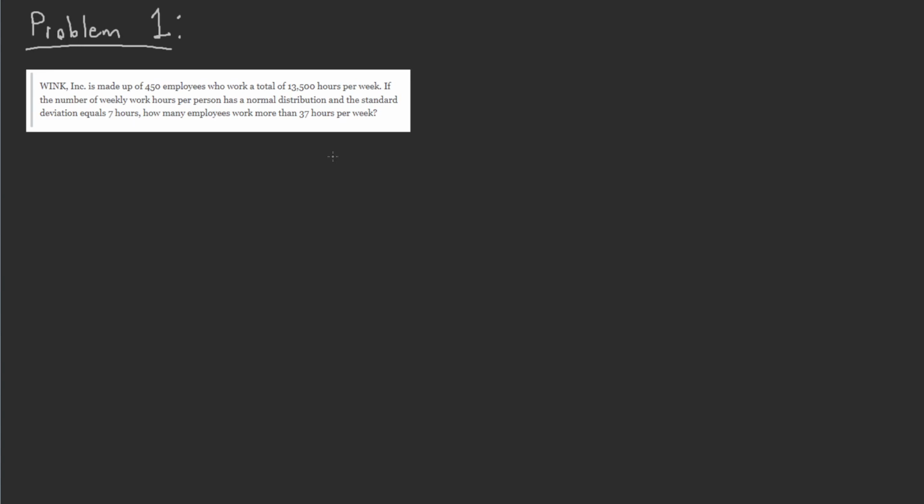All right, so this is the first problem I have here. All of these problems I pulled from the Math Stack Exchange. This one says that Wink Inc. is made up of 450 employees who work a total of 13,500 hours per week. It says that the number of weekly work hours per person has a normal distribution, and the standard deviation is 7 hours. How many employees work more than 37 hours per week?